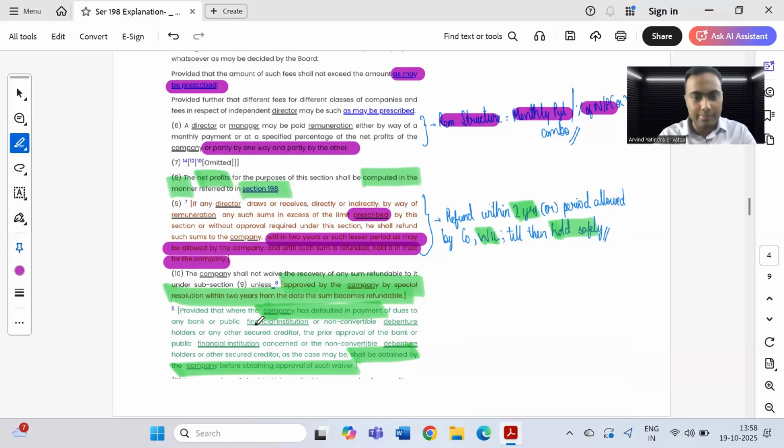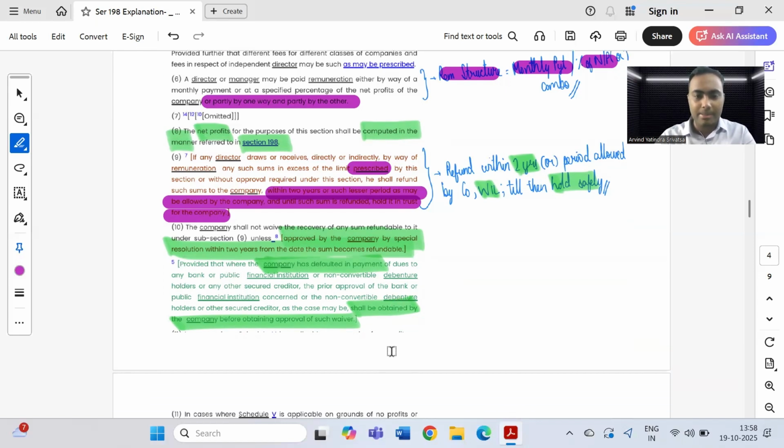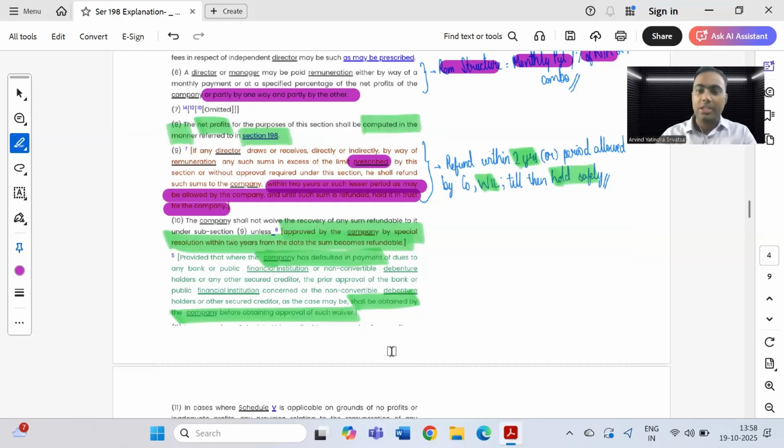Next, provided that where the company has defaulted in payment of dues to any bank or public financial institution or non-convertible debenture holders or any other secured creditor, the prior approval of the bank or public financial institution concerned or the non-convertible debenture holders shall be obtained by the company before obtaining approval of such waiver. So in addition to the special resolution within 2 years from the date the sum becomes refundable, you will also have to get the approval of the financial institution where there is a default on the company's end. I hope that is also clear.